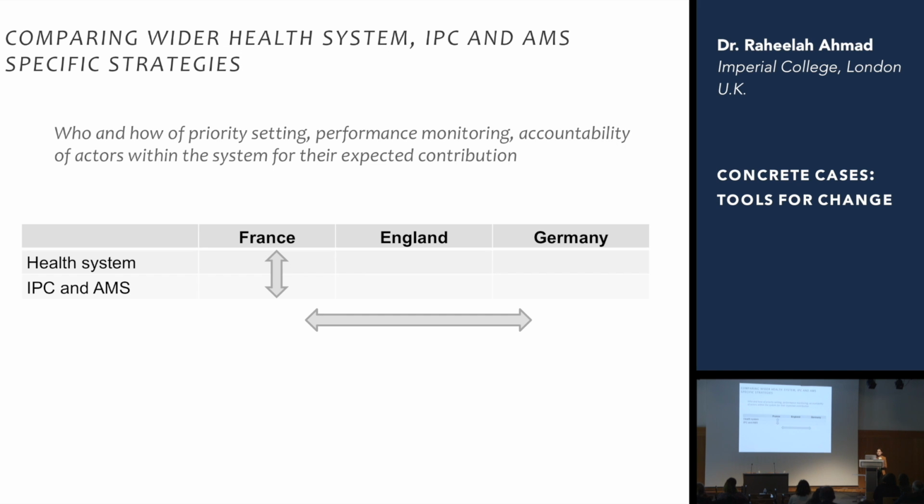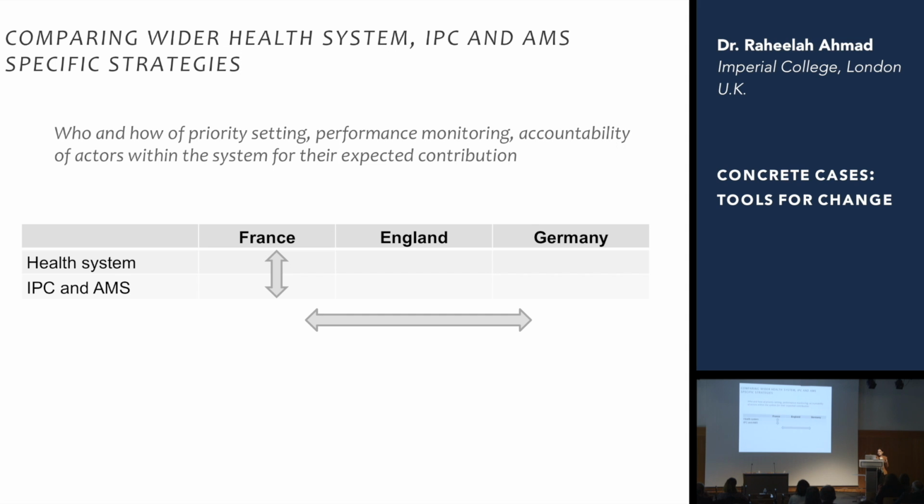When we talk about governance, we are talking about the who and how of priority setting. How do you set priorities in IPC and AMS? How do you monitor performance, and who is monitoring that performance, and who is held to account, and who is holding people to account? So who are the actors that are holding the health professionals and the organizations to account? Those are the questions we asked.